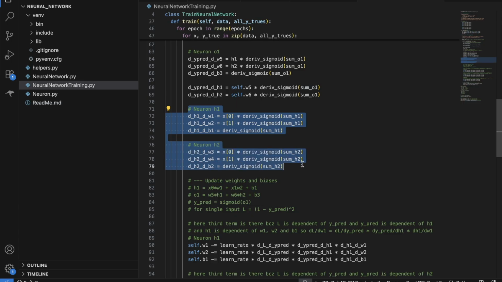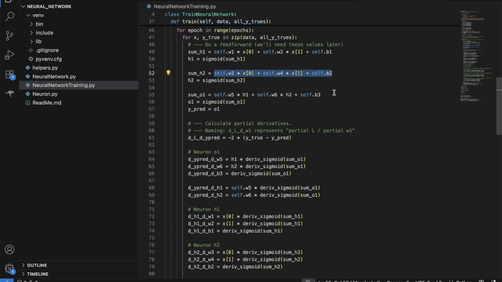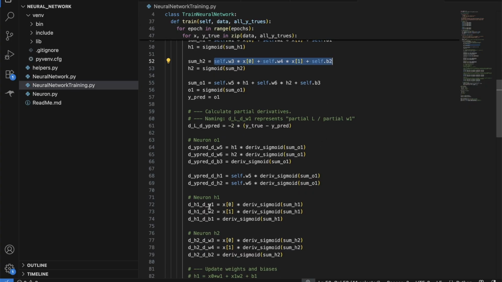Which we are doing here. So delta h1 by delta w1 is x0 into derivative sigmoid of sum h1. Similarly, x1 into derivative sigmoid of sum h1. For w3 and w4, which depend on h2, it is x0 into derivative sigmoid of sum h2 and x1 into derivative sigmoid of sum h2. Similarly, delta h1 by delta b1 is derivative sigmoid of sum h1, and delta h2 by delta b2 is derivative sigmoid of sum h2. If you take the formula of sum h2 and find the partial derivatives based on w1, w2, w3, w4 and b1, you will find the same result that I am calculating here.